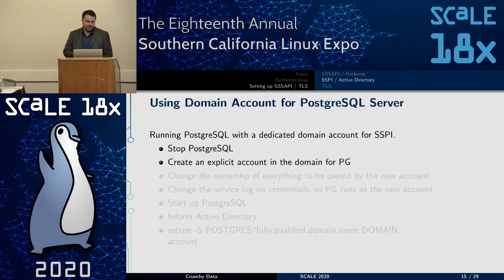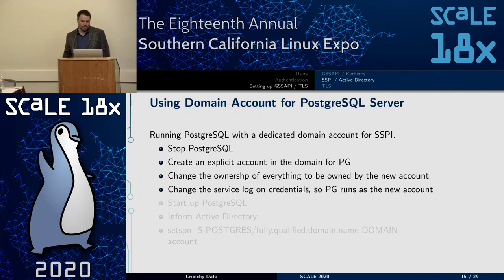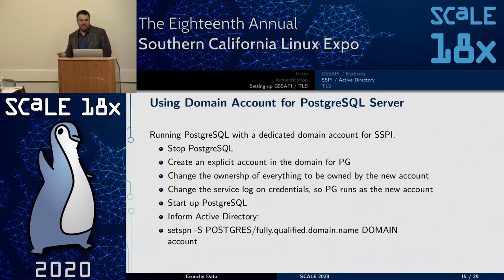In order to do that, you have to create an explicit account in the domain, and then change everything to be owned by that, and then you can change the service logon credentials so that Postgres will run as that new account. And then the only thing that you actually have to do special after you do all of that is to tell Active Directory that this domain account is what's now being used for the Postgres service on that Windows server. So that's pretty straightforward.